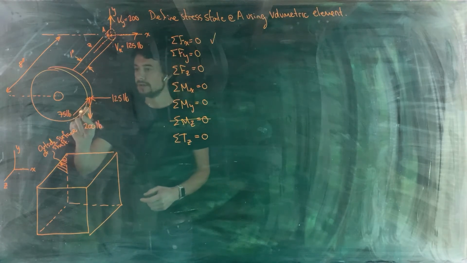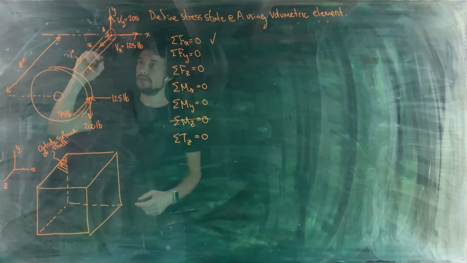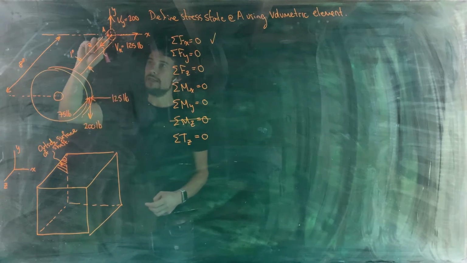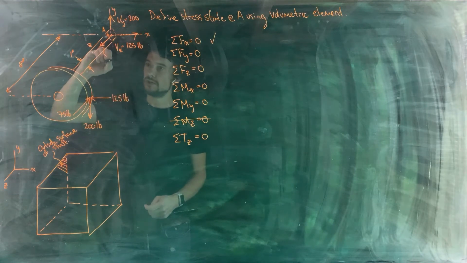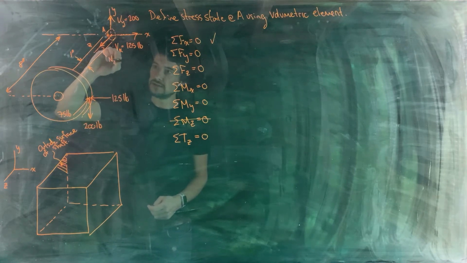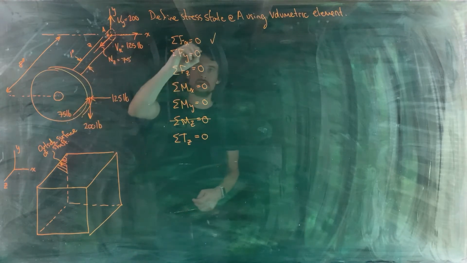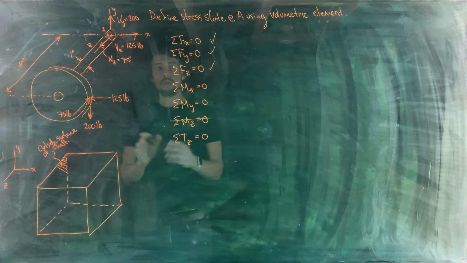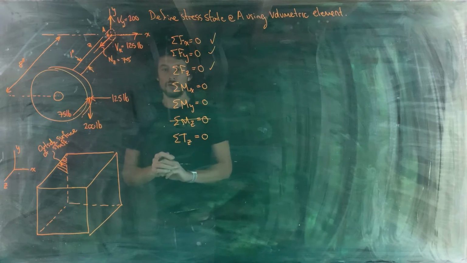We've got 75 pounds in that direction, so we need to have 75 pounds in this direction. And now that internal force is perpendicular to the cut section, so this is a normal force in the z direction, which is 75. Okay, so we've done these two. So let's move on to our moments and then torques next.